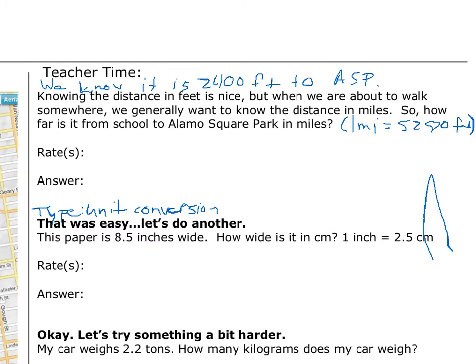Okay, so we have 1 mile is equal to 5,280 feet. So if I want to write that as a rate, the way that we've been writing rates, how do you think I would write that, Viviana? Yeah, 5,280 feet. And so those unit conversion factors are really just rates. I could write this the other way. 5,280 feet over 1 mile.